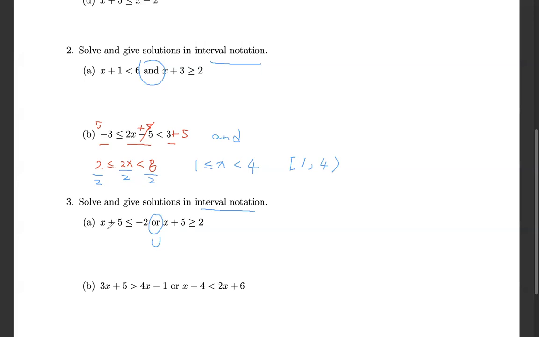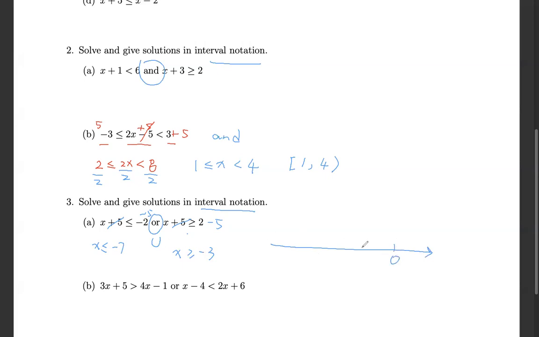So let's solve for this one. Minus 5 on both sides. So we get x less than or equal to -2 minus 5, -7. Second one, minus 5 on both sides. We'll move positive 5 to the other side, become negative. X greater than or equal to 2 minus 5, which is -3. If it's not obvious again, let's draw the picture.